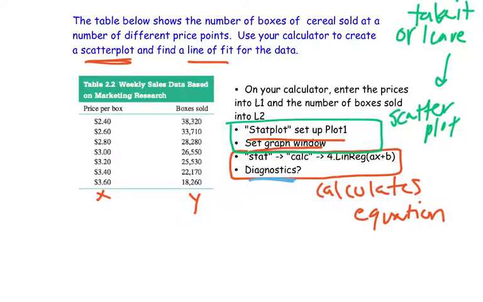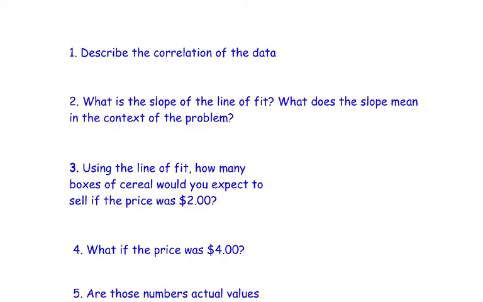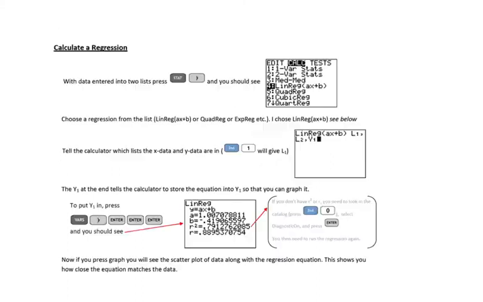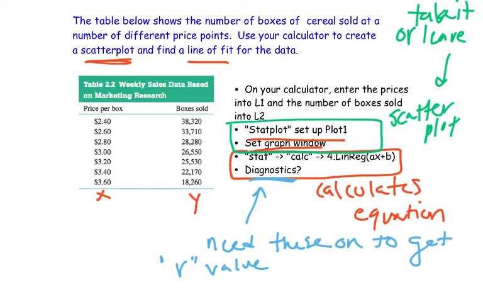If you don't have your diagnostics on, you will not be able to get an R value. So, you need these on to get your R value, or your correlation coefficient. Let's see if the next bit of the slide tells you how to turn that on, but it looks like no. So, in that case, we will go over how to turn on your diagnostics.